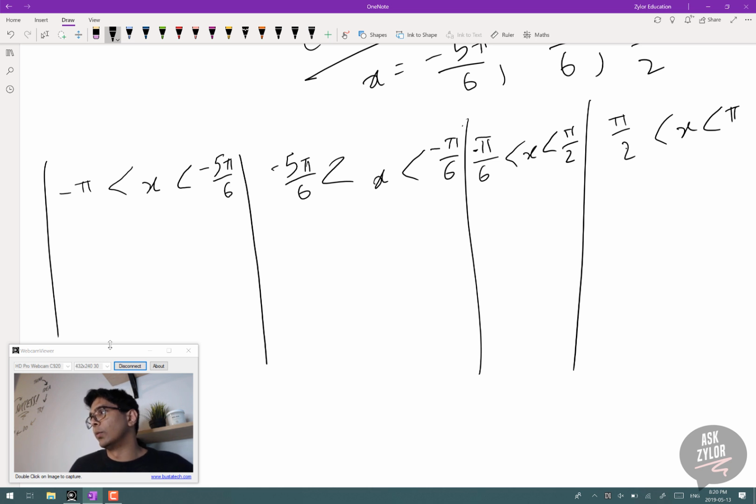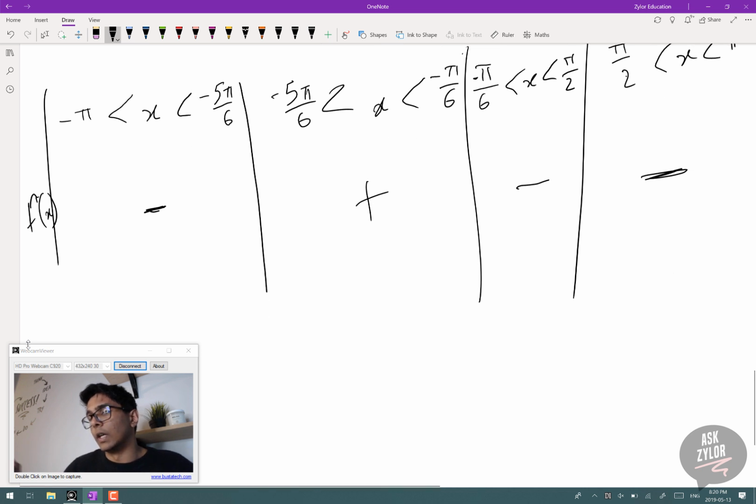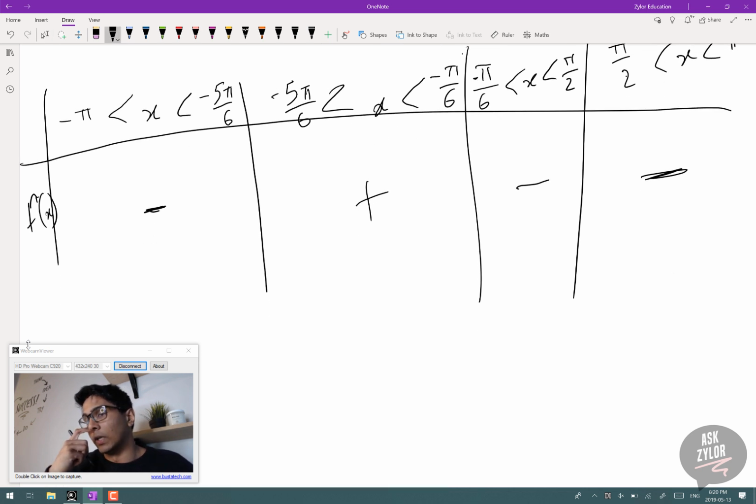Right. So what are we looking at? We are looking at the increase and decrease, so we're looking at the derivative of f of x. So what we could do is just sub in a value into my derivative, and between negative pi and negative 5 pi over 6, that should give me a negative value. I'm just going to save time. And again, I'm going to plug in a value between negative 5 pi over 6 and negative pi over 6. That should give me a positive. And this should be negative, and this should be negative as well. So the negative and positive is telling me when it is increasing, when it is decreasing.